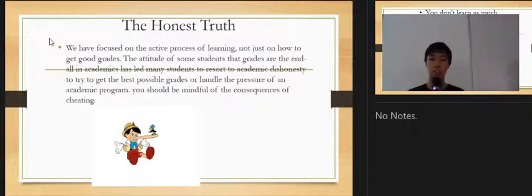The honest truth. Now I want to talk about being honest in our tests. We have focused on the active process of learning, not just on how to get good grades. The attitude of some students that grades are everything in academics has led many students to resort to academic dishonesty to try to get the best possible grades or handle the pressure of an academic program. You should be mindful of the consequences of cheating.